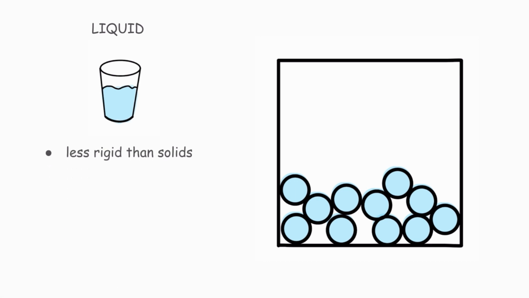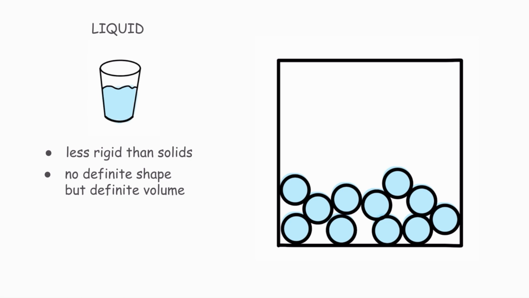In a liquid, particles have more energy to move around, which is what gives liquid the ability to change shape so easily. This means that they are able to take the shape of the container they are in. Despite not having a definite shape, liquids still have a definite volume.